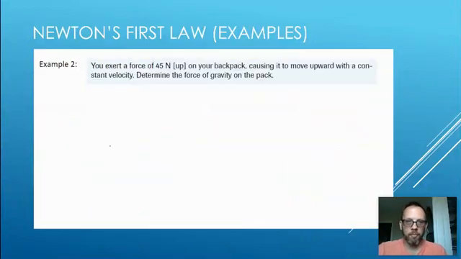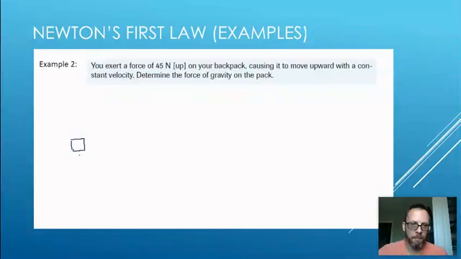Okay, so the second example. Say that you exert a force of 45 newtons up on your backpack, and it causes it to move upwards with a constant velocity. What's the force of gravity on the pack? So let's draw a free body diagram for this one. This is a pretty simple one.